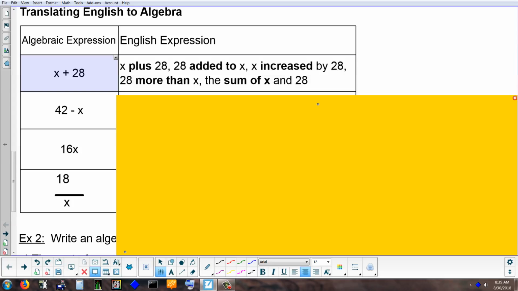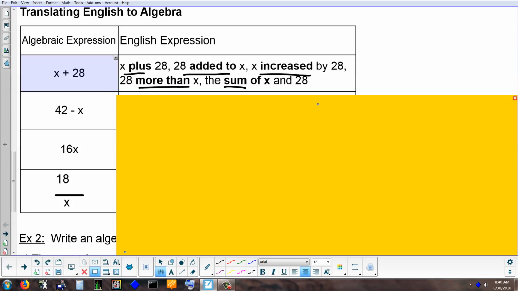So if I said to you, tell me what 3 more than 10 is. You would go, oh, 10 plus 3, 13. So plus, added to, increased by, more than, and sum. Now that you've seen those phrases, if you just think of the opposite of all those phrases, that's all the ways you can do the one below.